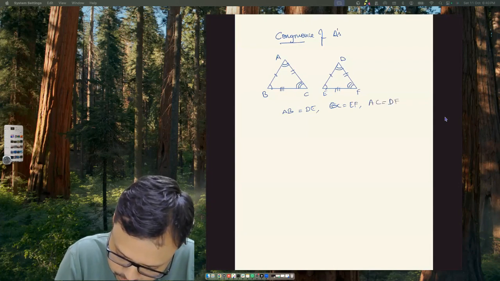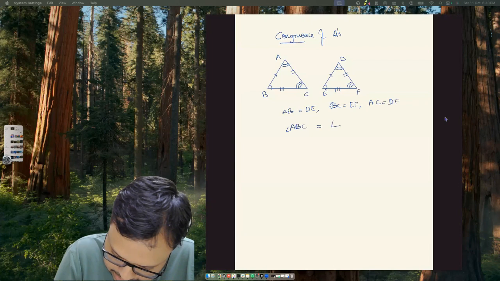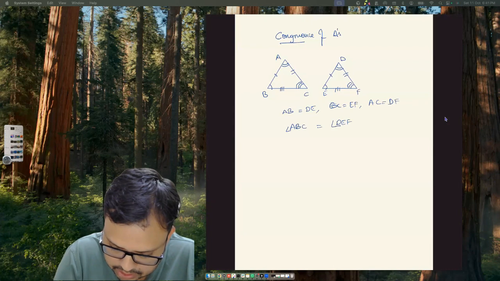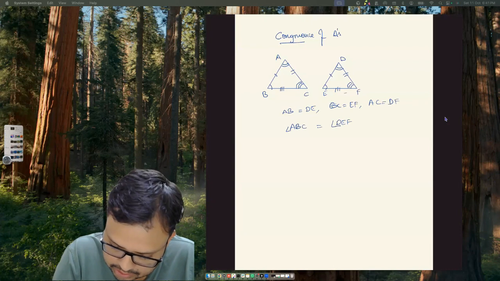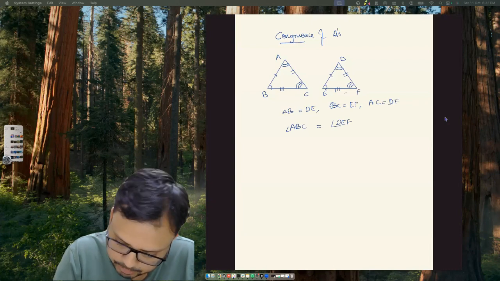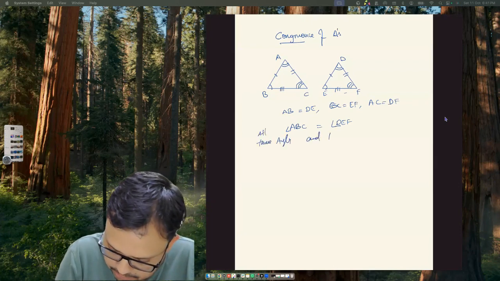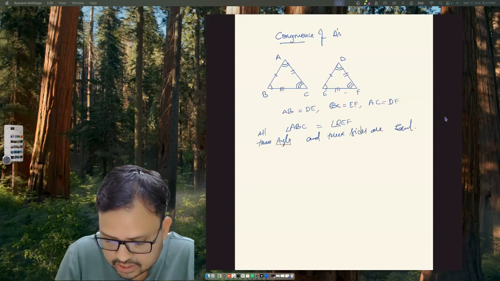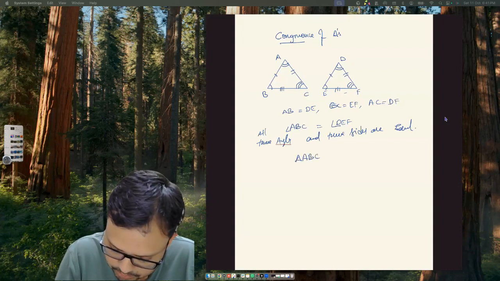And it also means angle ABC is equal to angle DEF. Similarly, all other angles are also equal. This particular angle BAC is also equal to angle EDF. And the other angle EFD is also equal to BCA. So all three angles and all three sides are equal. So when this happens, you call both triangles, triangle ABC and triangle DEF, congruent.